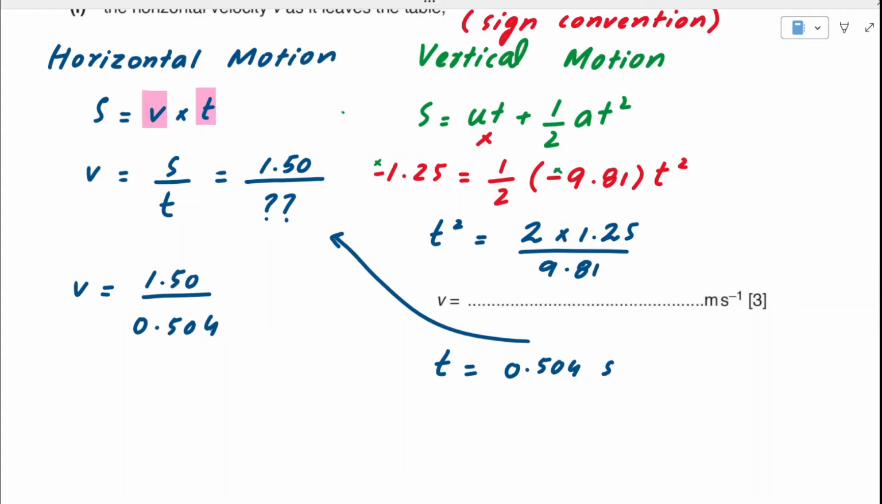So 1.50 divided by this thing. Do it. Okay, 2.97. You can write it as it is, or in 2SF you can write it as 3.0. Okay, then the next part is you gotta find the velocity just as it hits the floor.